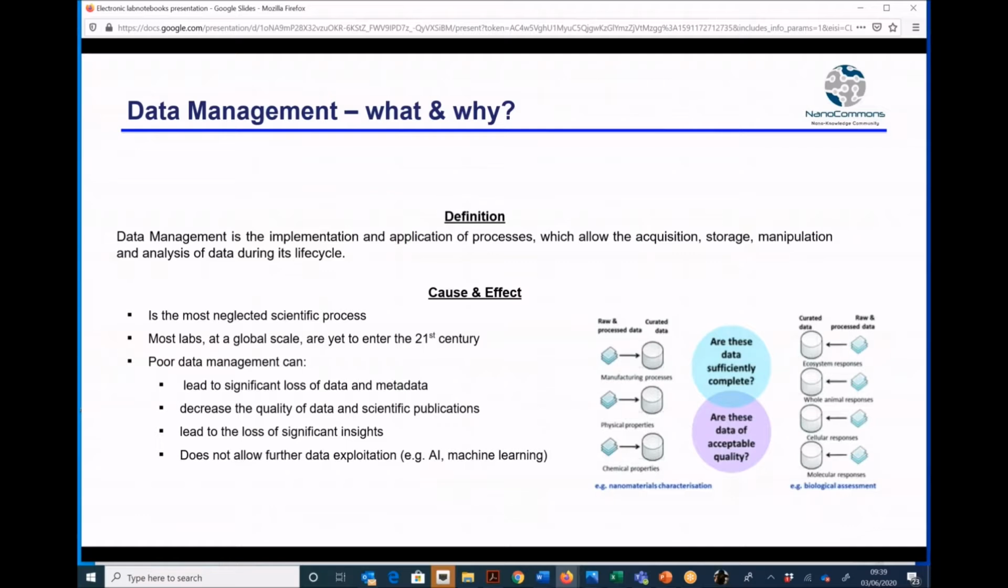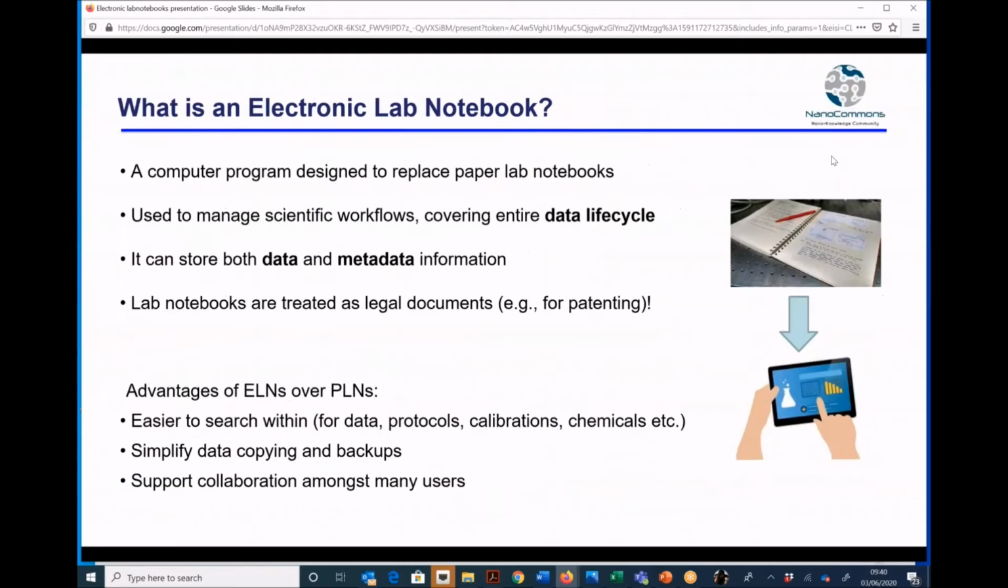It also decreases the quality of the data and scientific publications, because how many times has it happened that the original data got lost, or the file got corrupted, or you can't find the calibration that went with it, or all sorts of things that generally lead to lower quality. Significant insights can get lost, and then it is difficult to further exploit that data. So it's not really suitable for use in machine learning or artificial intelligence.